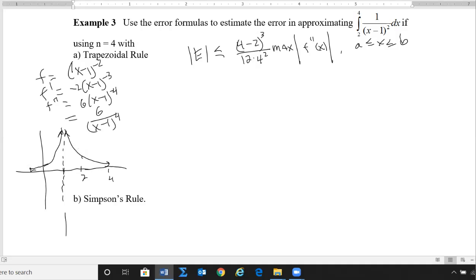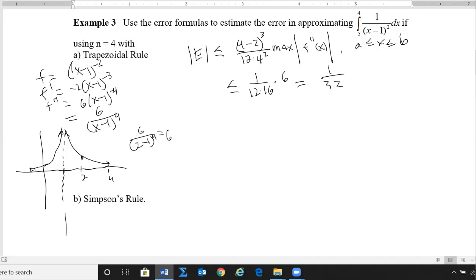So we would say that this thing can be no bigger than 6 over (2 minus 1) to the 4th, which is basically 6. So we have a handle on this thing here. That means that this error will be less than or equal to 1 over 12 times 16, and then times 6. So we can reduce that. We'll have 1 over, looks like, 32. Okay, so that's going to be our bound on the error.